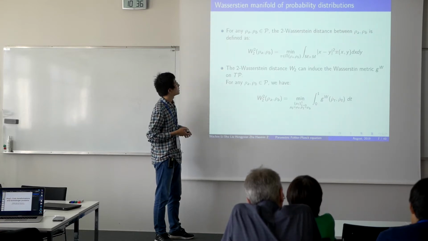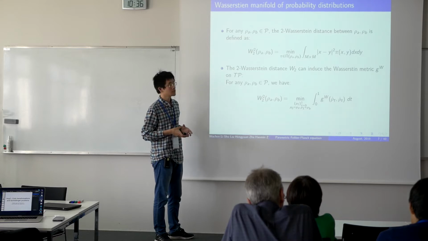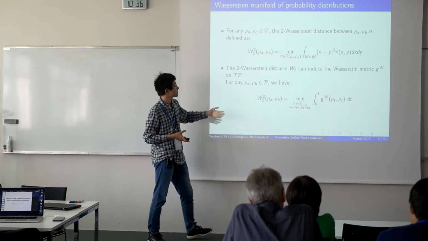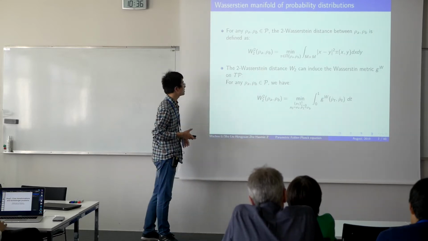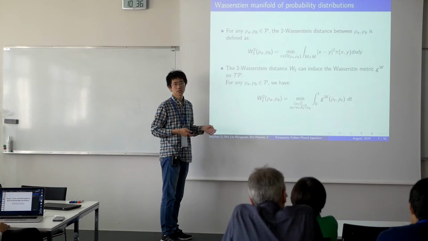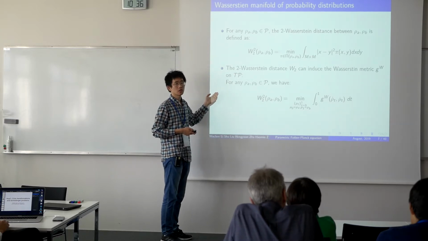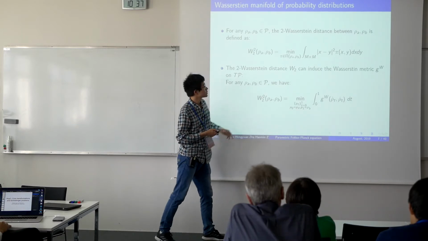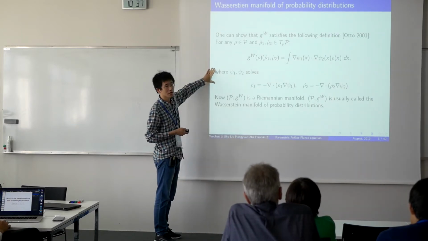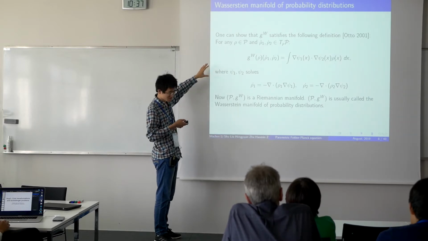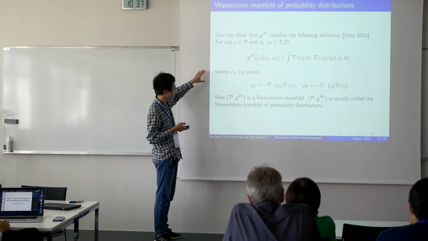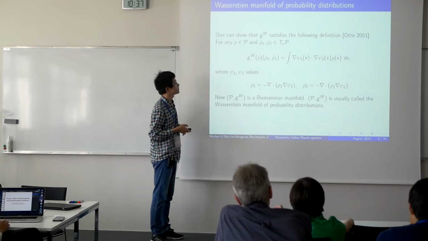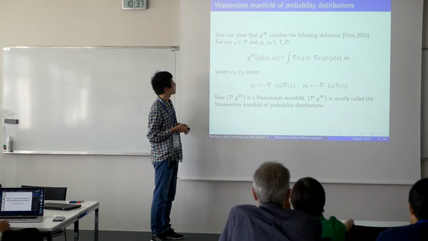Okay, and once we have this manifold P, we can define a distance function, which is called Wasserstein 2 distance on it. And it is defined in this way. And the interesting thing is that such distance can induce a metric on the tangent bundle of P. We call the metric tensor G W. It was first given by Otto in 2001. So the definition is like this.